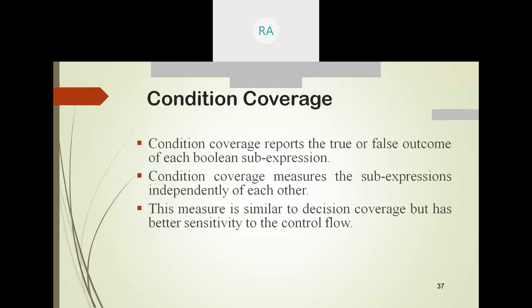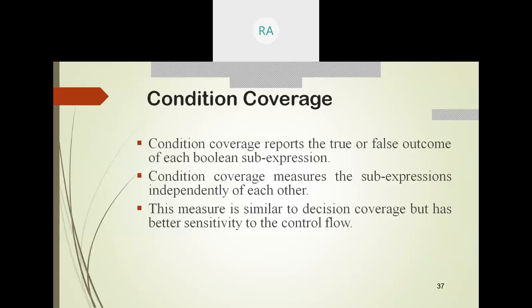This is similar to decision coverage, but it has more sensitivity to the flow of control within the source code. Compared to decision coverage, if you are given a choice, you should prefer condition coverage because it has more sensitivity, as it checks both the outcomes, true and false. Decision coverage checks only what pertains to a particular input; if it is true, only that is considered and you leave out the rest of the testing.